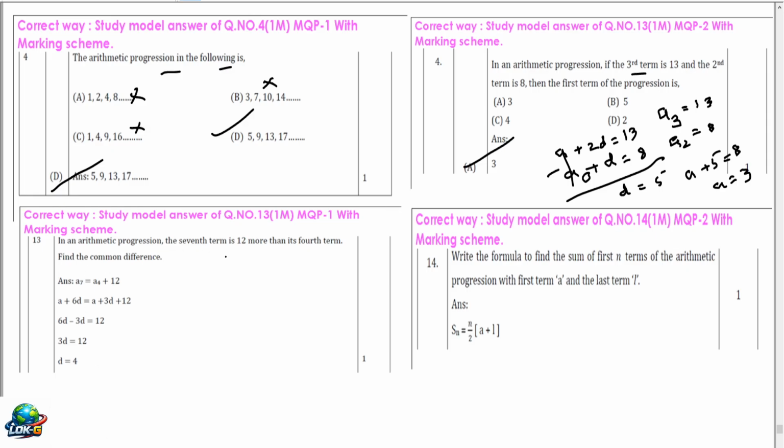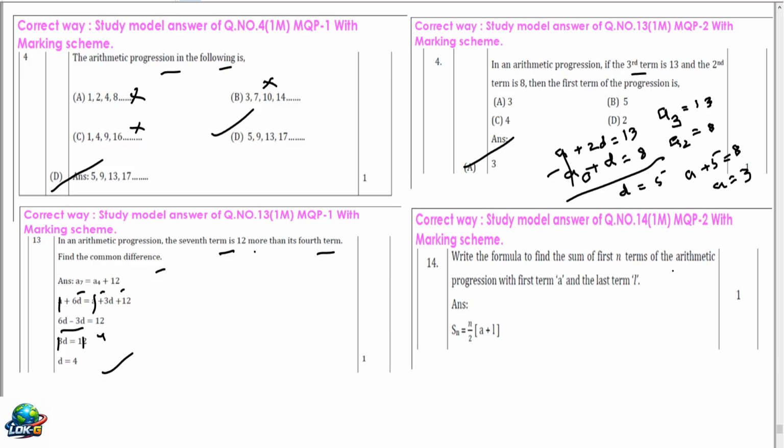In an arithmetic progression, the seventh term is 12 more than the fourth term. Find the common difference. Seventh term A7 is equal to A4 plus 12. A plus 6D is equal to A plus 3D plus 12. Then you can take 3D to the left. A plus 6D minus A minus 3D becomes equal to 12. A gets cancelled. You will get 3D is equal to 12. D is equal to 4. Common difference will be 4.